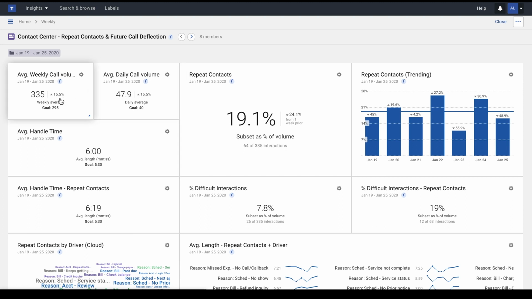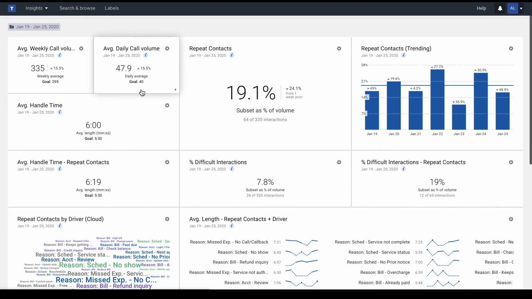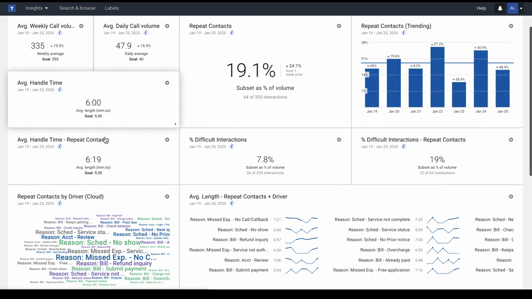Tether also allows you to place deltas on these reports, so you can see from the week prior, is your average weekly or average daily call volume actually higher from the week prior or not? Other important metrics to measure in regards to repeat contact is your average handle time. So the average handle time on this call set is 6 minutes. We can place goals for our average weeklies up here. We can also place goals for where we'd want that average handle time to be sitting. So for example, we'd want it to move from a 6-minute to 5:30.